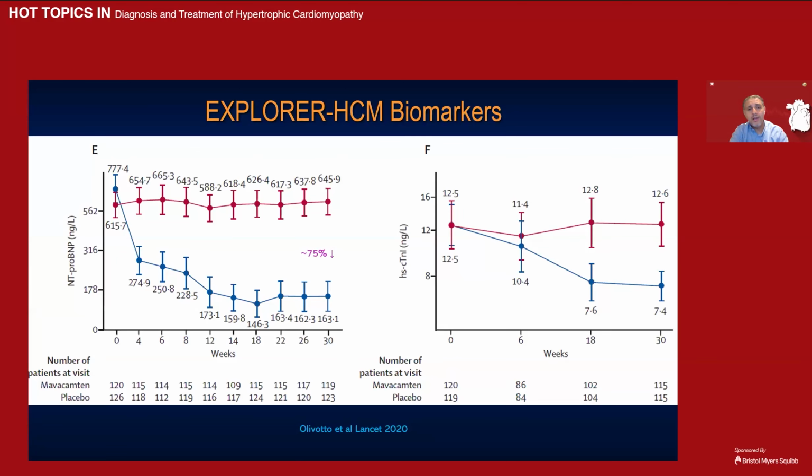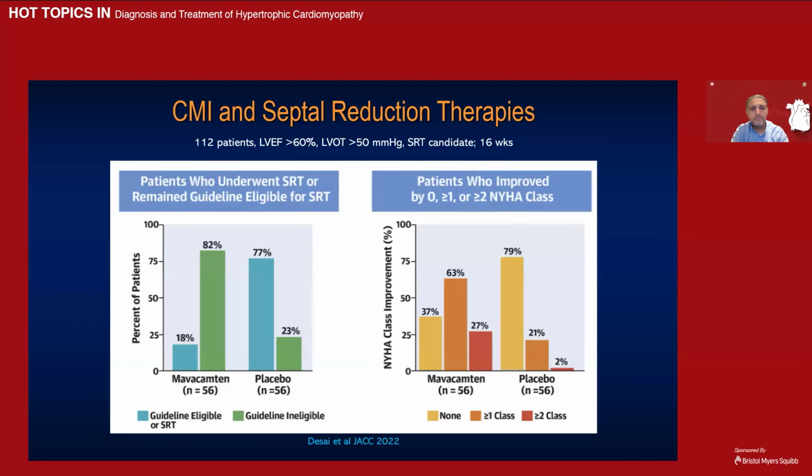What happens to biomarkers? They are reduced significantly. This is, again, a biomarker sub-study from EXPLORER-HCM that shows there is about a 75% drop in NT-proBNP in patients randomized to mavacamten, and a similar pattern was also seen with high sensitivity troponin. So there is something happening at the cellular level where there is less myocardial injury and perhaps there is less myocardial stretch and better remodeling.